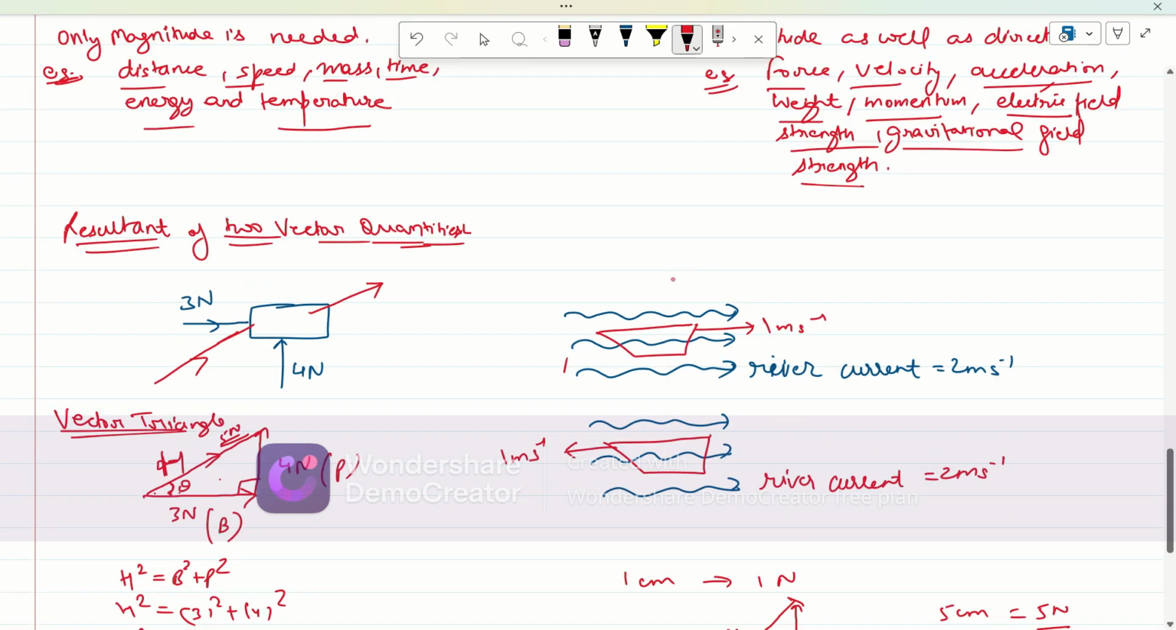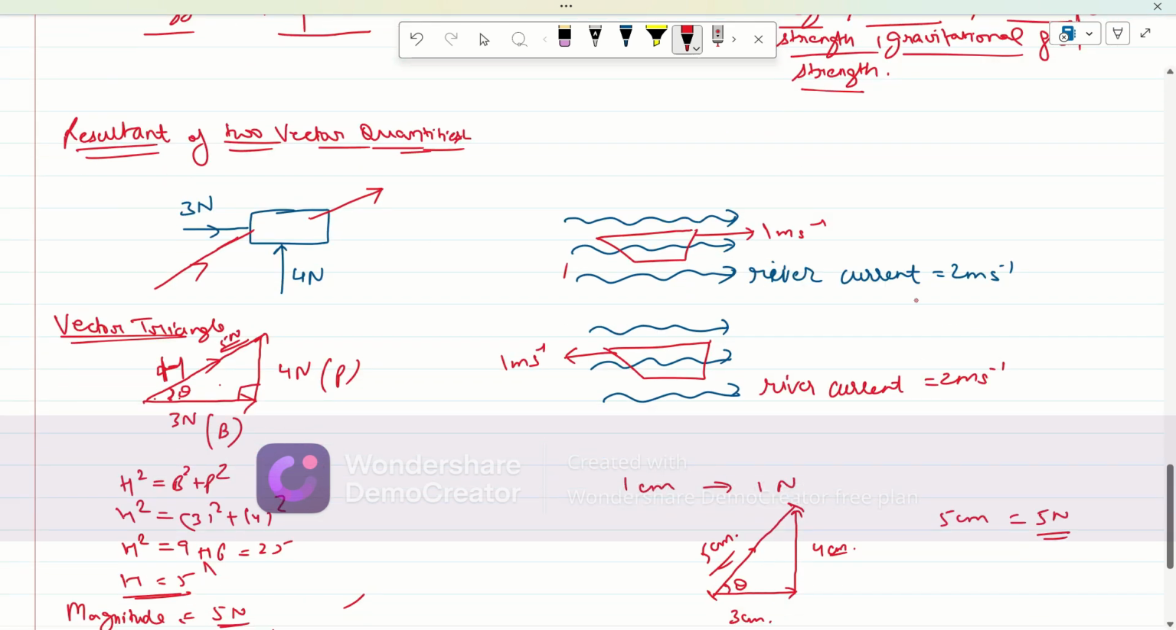Now let's consider the example of a boat. Let's say the boat is moving toward the right side at the speed of 1 meter per second, and the river current, means the water, is moving at the speed of 2 meter per second. Now both are moving in the same direction. So in this case the resultant velocity will be 1 plus 2, that is 3 meter per second. Whenever two vectors are acting in the same direction, the resultant will be added.